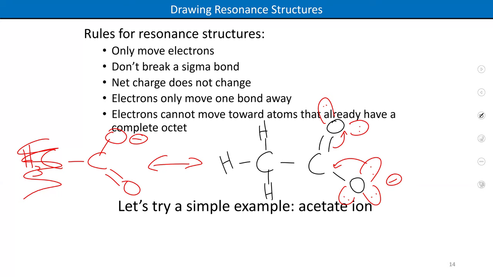Both of those oxygens energetically are equivalent. They both have like half of the negative charge, because really, you have both of these averaged out together.